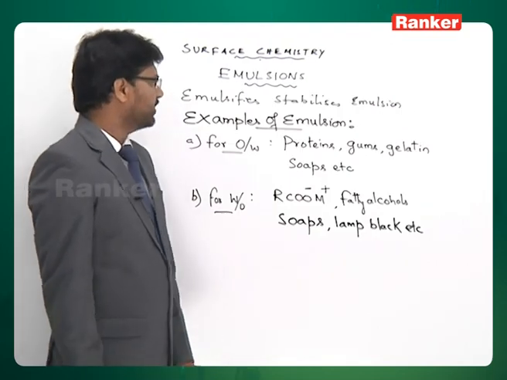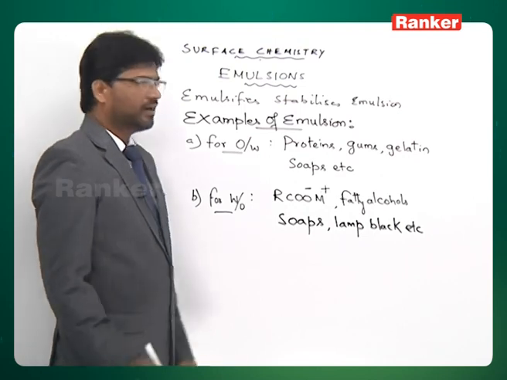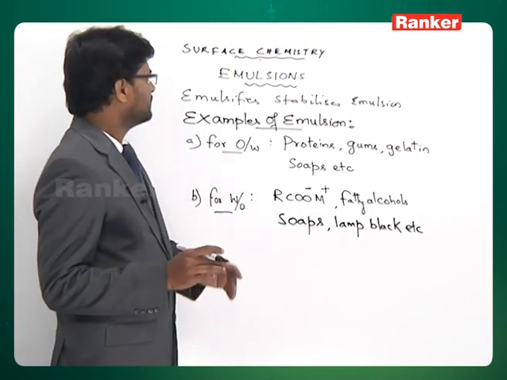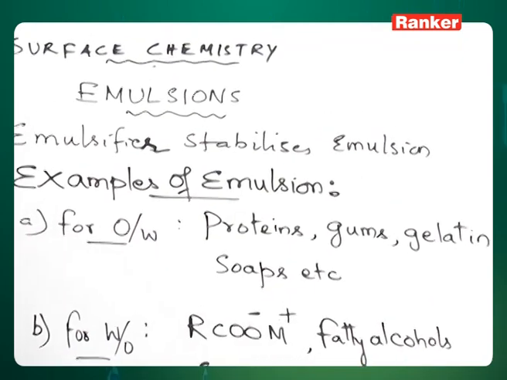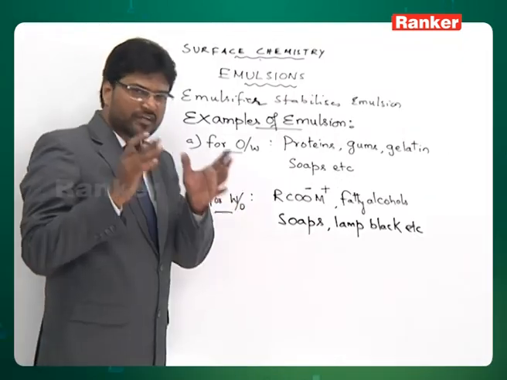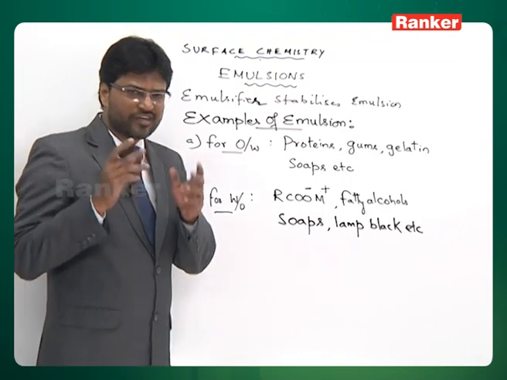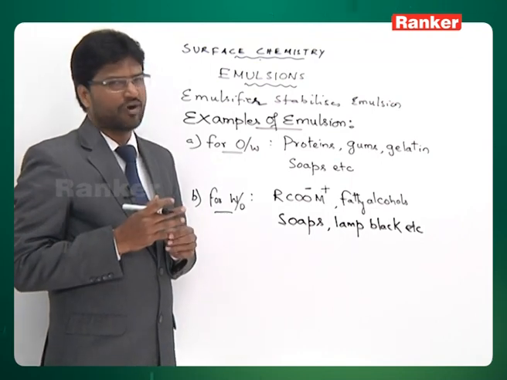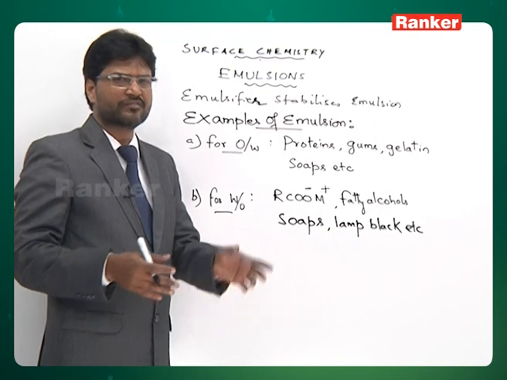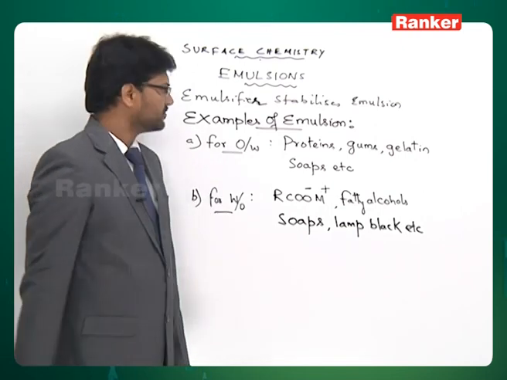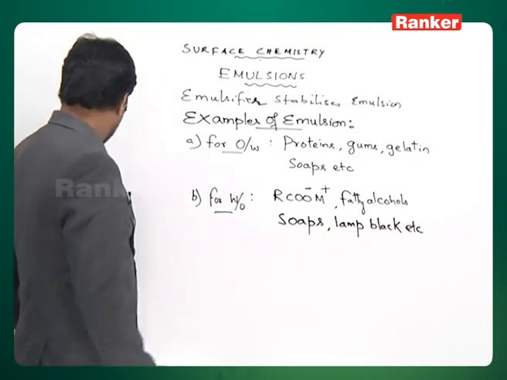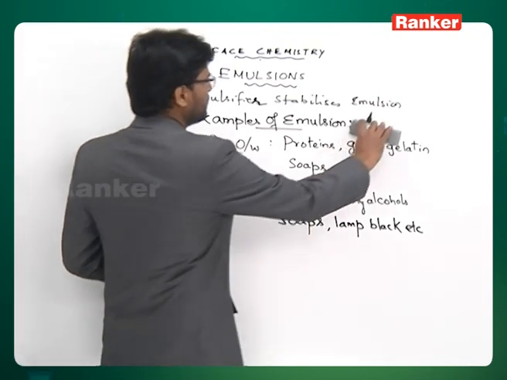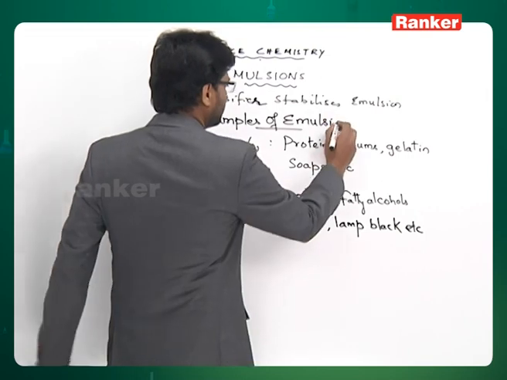As I told you, emulsifiers stabilize emulsions. So, in an emulsion generally you have three components. One is oil, the other one is water, and the third component is the one which will stabilize the emulsion. Now, these are examples of emulsifiers.